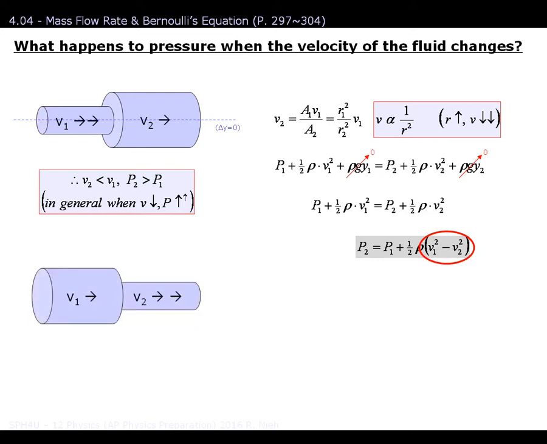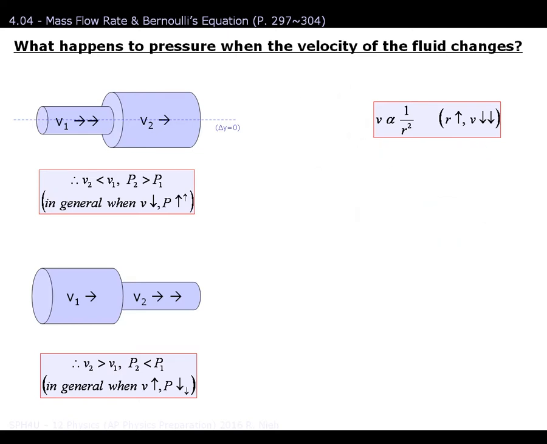That means the opposite must be true. If we end up constricting the fluid into a smaller tube, then the speed of the fluid will increase. And this time round, we'll have a value of V2 greater than a value of V1. And a small number squared minus a big number squared will result in a negative value inside the brackets. P1 minus a negative value will give you a decreased value in P2. So in general, when the speed of the fluid increases, the pressure will decrease.